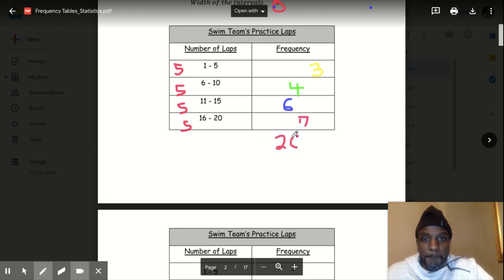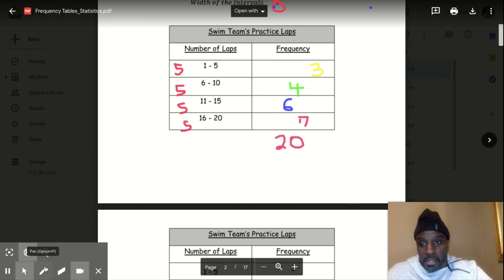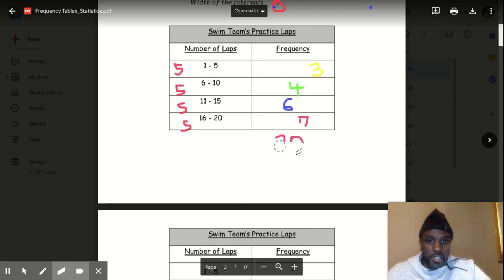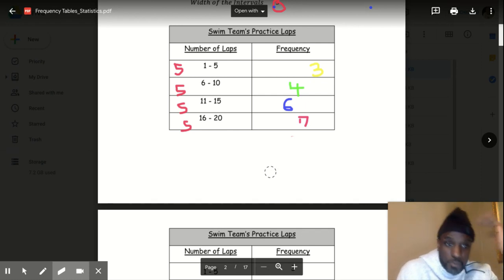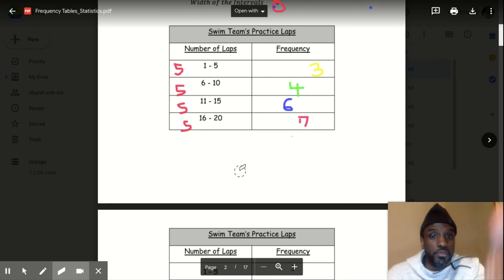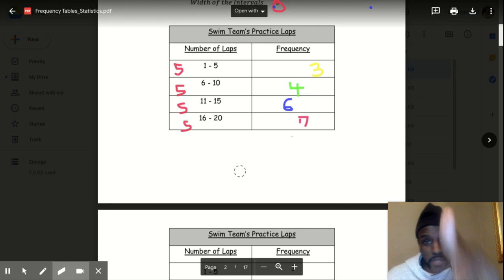Okay. So this is how you would do a frequency table. So this is my frequency table. This is a check right here in red, but I'm going to erase this. This 20 is just a check. This lets me know that I counted it. I took into account everyone that did their laps. I had 20 students I looked at. There are 20 numbers there. Okay. 20 people I looked at that did between 1 to 20 laps.